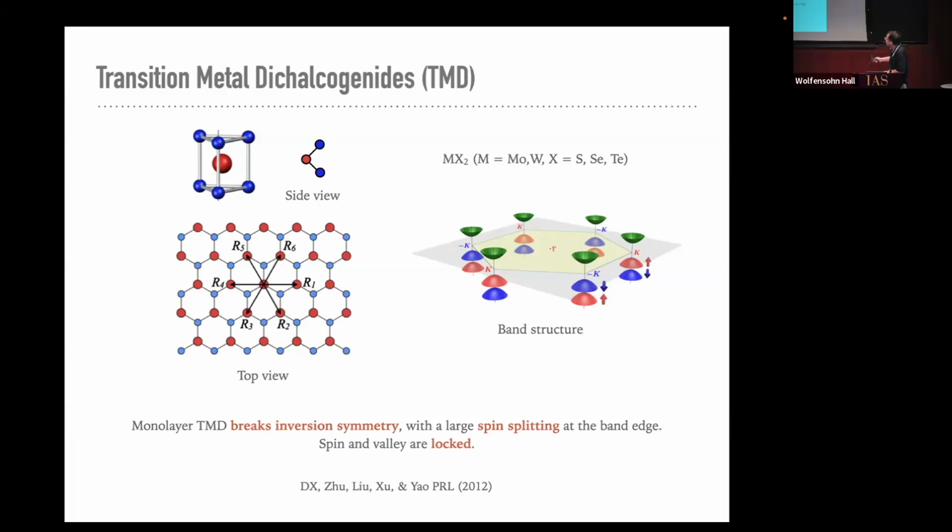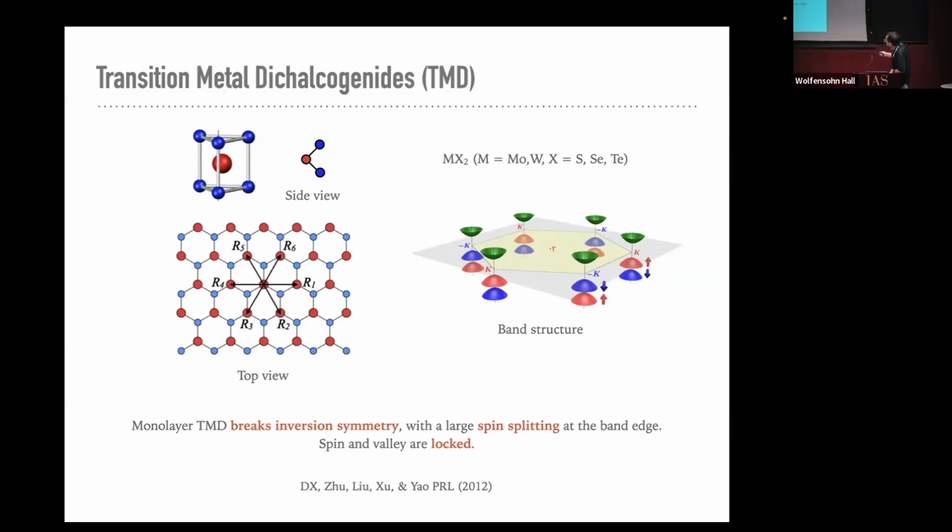And in addition, in the transition metal dichalcogenides, the active orbitals are the 4d and 5d orbitals. So the spin orbit coupling is extremely large. And coupled with the broken inversion symmetry, it will lead to a very large spin splitting at the valence band top. So you can see that this is spin up and spin down.